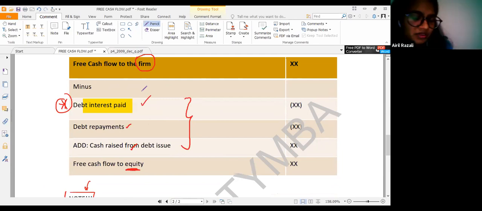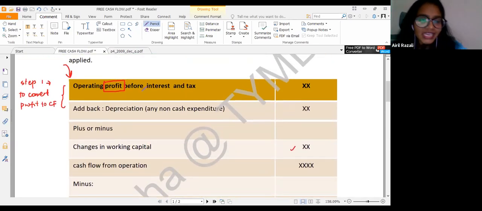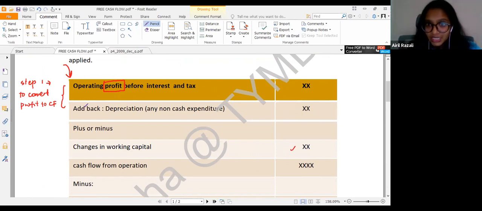Before I move ahead, I just want to remind you of something. In my notes here, I started with operating profit before interest and tax. Sometimes your examiner might ask you to calculate from the beginning.